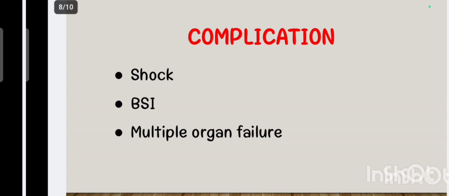Then BSI. BSI is bloodstream infection. Bloodstream infection occurs due to the entry of bacteria like Staphylococcus aureus, Streptococcus pneumoniae, E. coli, viruses like HIV, and fungi like Candida and Mucor species. It has two types, intravascular and extravascular. Later, in another slide, we will discuss BSI. Then multiple organ failure. Multiple organ failure also occurs due to the severity of the infection.